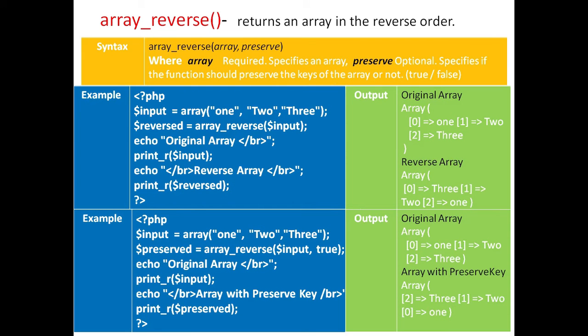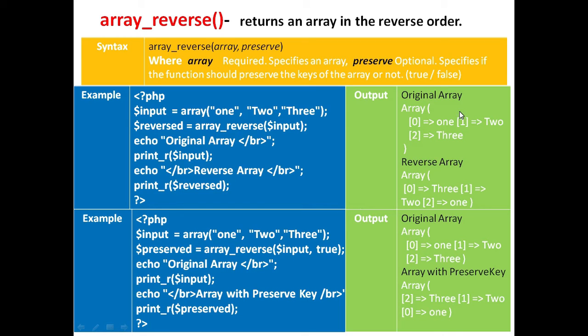Next is array_reverse, which returns an array in reverse order. General syntax is array_reverse, array and preserve, where array specifies an array and preserve specifies if the function should preserve the keys of an array or not. Here input array is defined with elements 1, 2 and 3, and which is reversed by array_reverse method.